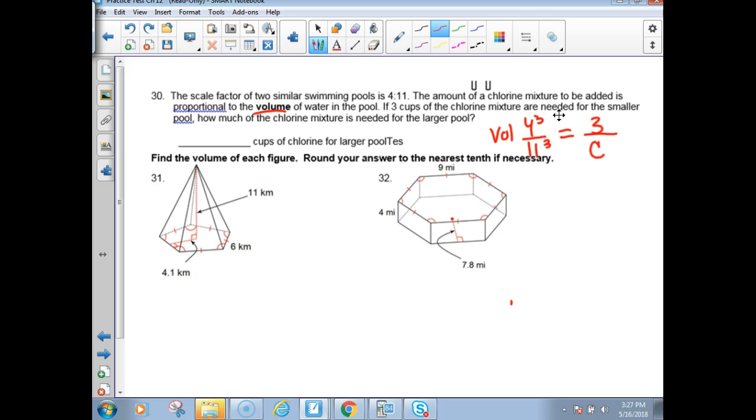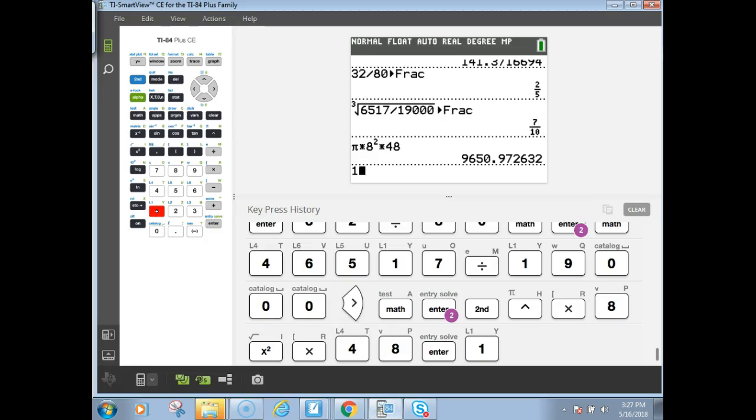Now, guys, you can just type 11 cubed times 3 divided by 4 cubed. Do you understand that? If you did cross products, it'd be 4 cubed times C equals 11 cubed times 3, and you would divide then by 4 cubed. I just didn't want to evaluate those numbers because they're kind of big, so I'm just going to type it like that. 11 cubed.